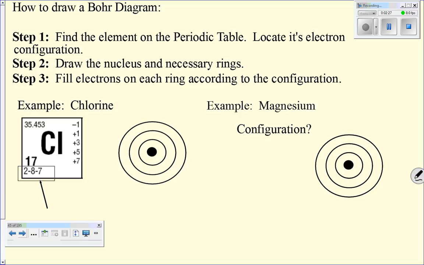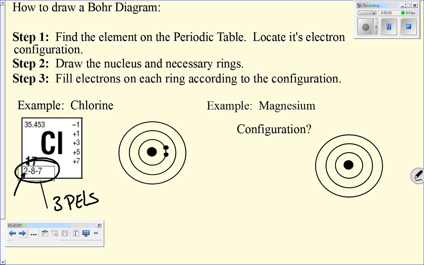I like to draw a little circle for the nucleus, and I draw the necessary rings that I'm going to need. Looking at my electron configuration right here, I'm going to have 3 shells. So I drew 3 rings, and I'm going to fill electrons in. There's a couple ways you can do this. You can use little dots. I like to use kind of little lines. So my first ring is going to have 2 electrons in it. I do like to pair electrons.